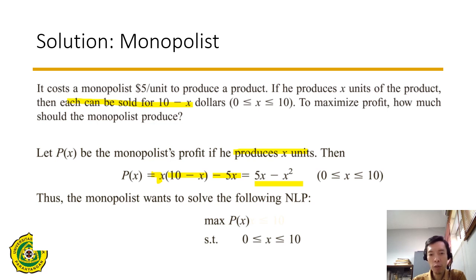So here we have the objective: maximize P(x), which is just 5x minus x squared, subject to x between 0 and 10, including 0, including 10. So here we have a nonlinear program with one variable. We are going to apply those three cases to find the maximum point, or the optimal solution, for this problem.